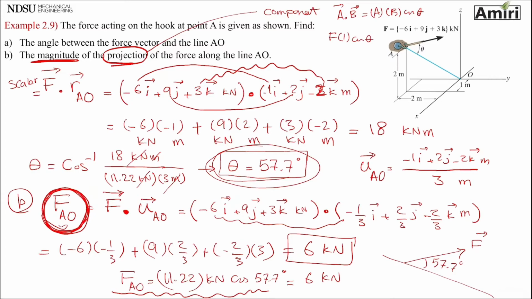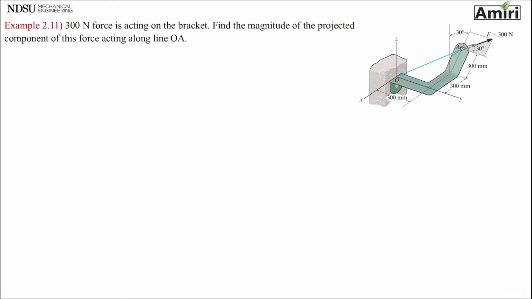Okay, let's look at another problem, a little bit more complicated. 300 Newton force. What is this? Magnitude. Acting on the bracket, find the magnitude of projected component, or component, of this force along OA. Just like the previous problem.